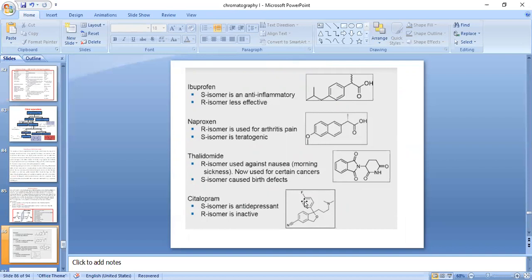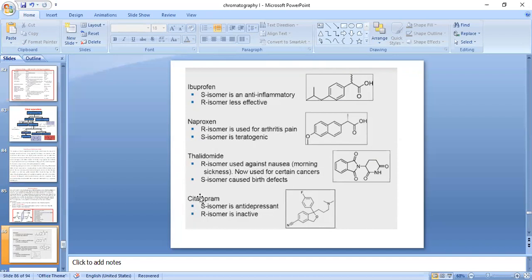We are focusing on chiral separation because ibuprofen has two isomers. The S isomer is an anti-inflammatory, and the R isomer of the same drug molecule has less efficacy than the S isomer. Naproxen is another drug in which the R isomer is used for arthritis pain, while its S isomer is teratogenic, that is, it results in deformation of the bones. Thalidomide, as I have told you, was used earlier in the 1960s for the treatment of nausea and morning sickness. However, it was later found that the S isomer of the same drug had a teratogenic effect, which results in birth defects.